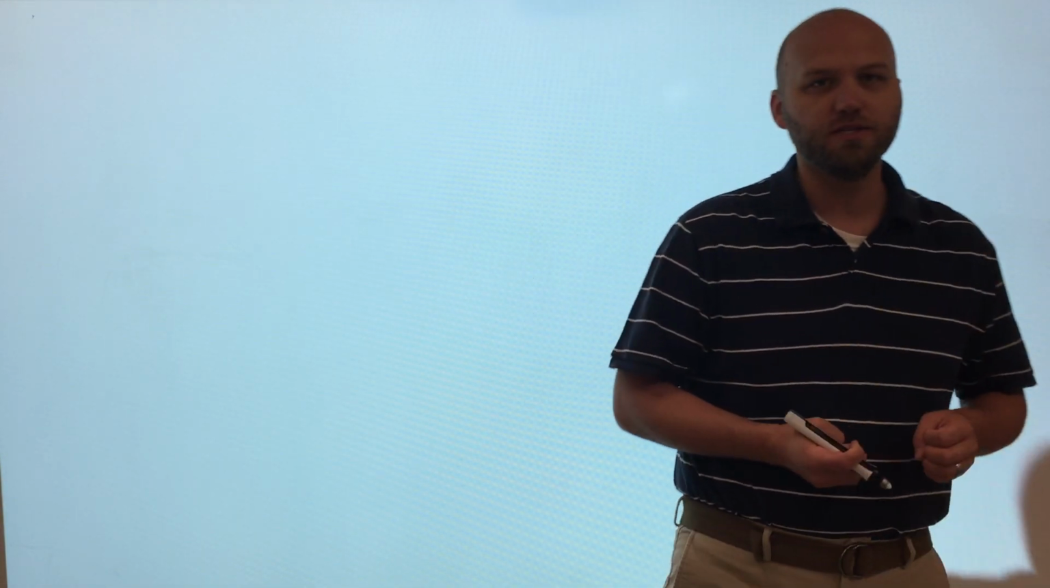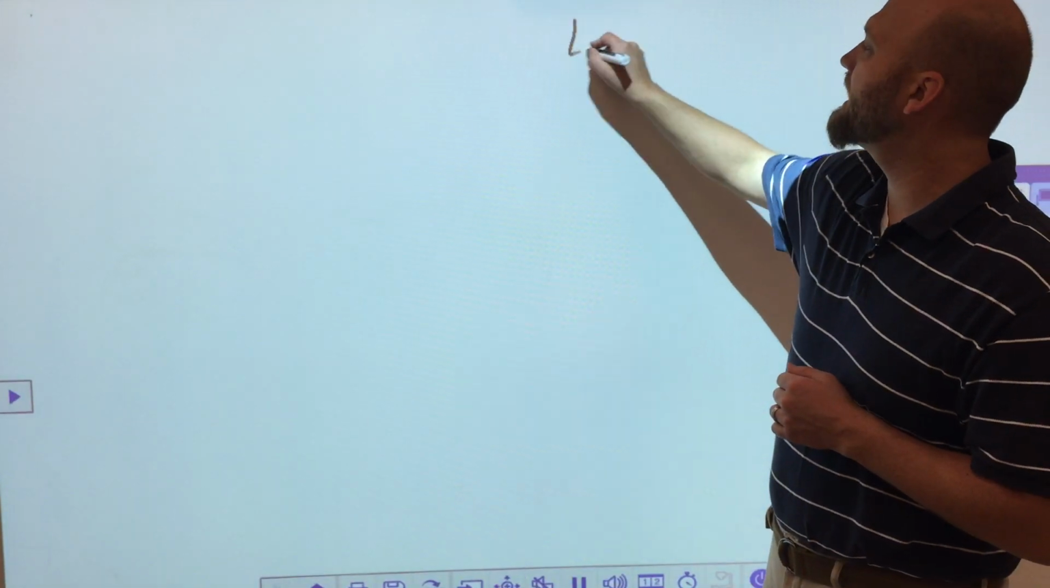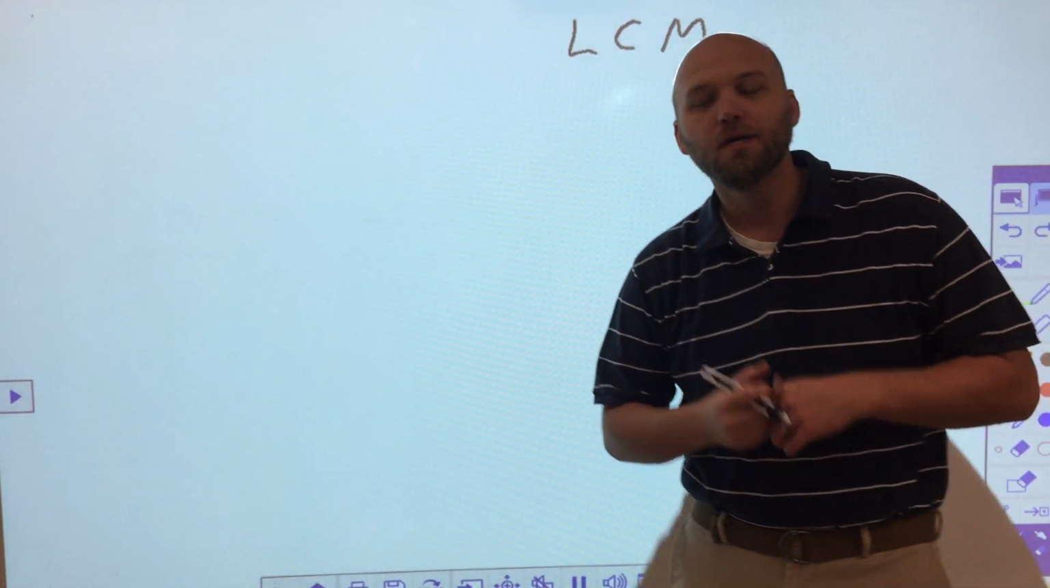So in our previous lesson we talked about factoring things, breaking things down into smaller manageable chunks. So what numbers multiplied together would make the original number, those are factors. But today we're going to be talking about LCM, or least common multiple.